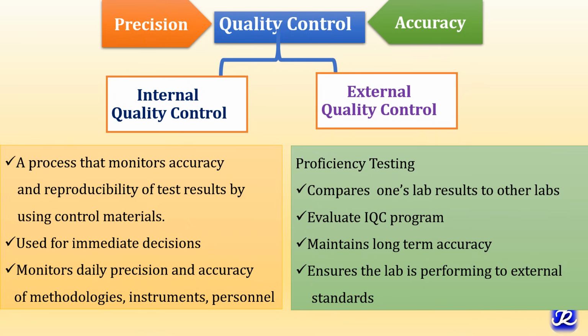In case of external quality control, there is involvement of a third outside agency which sends us an external quality control sample. The concentration of analyte is not known to us, and it is for the retrospective and periodic assessment of internal quality control. It is also called proficiency testing, and it is used to compare one's lab results to other labs and to evaluate the IQC program. It maintains long-term accuracy and ensures the lab is performing to the external standards.